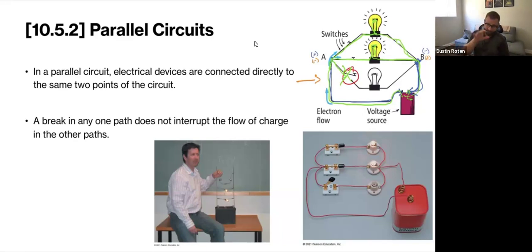So that's a key feature of a parallel circuit: a break in one path does not interrupt the flow of charge in other paths. So the fact that you don't have to turn on all the lights in your house to use your toaster means that you have parallel circuits in your house. If everything in your house was on one series circuit, you'd have to have everything turned on to be able to use one thing. You'd have to turn on all the lights in your bathroom to use your hair dryer. That would be a series circuit in a home, which would be a terrible idea.